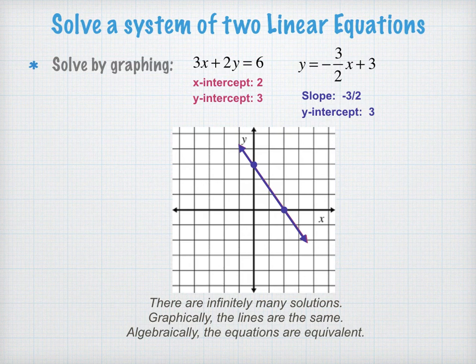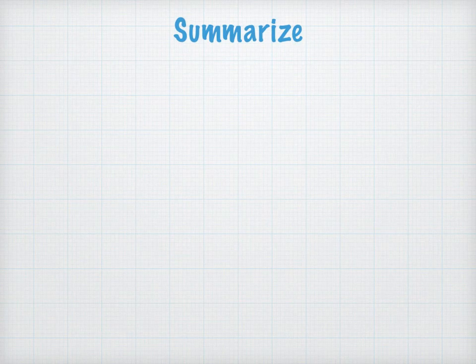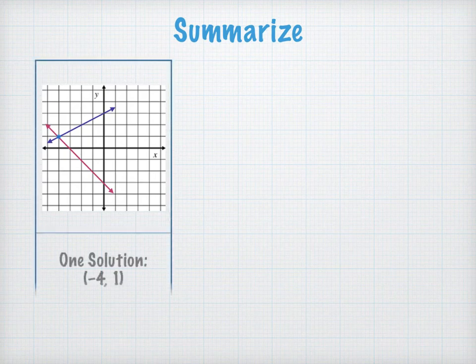All right, let's just summarize what we talked about in this video. Remember, if we have two lines that intersect in a point, this system of equations has one solution, and we name that solution by its x comma y format. So the solution of this system is -4, 1.